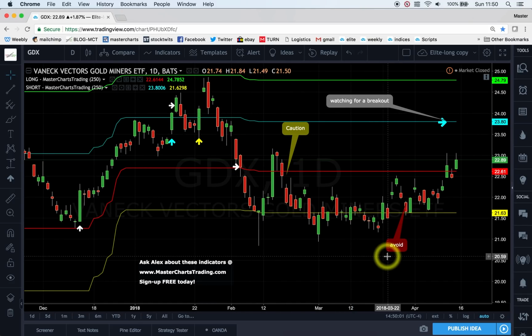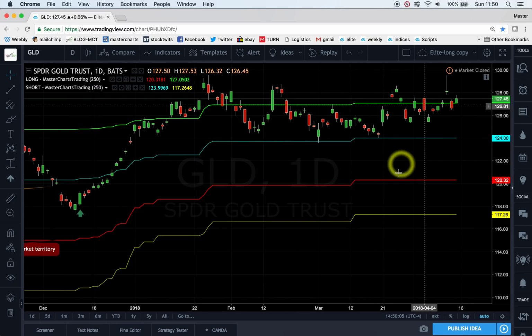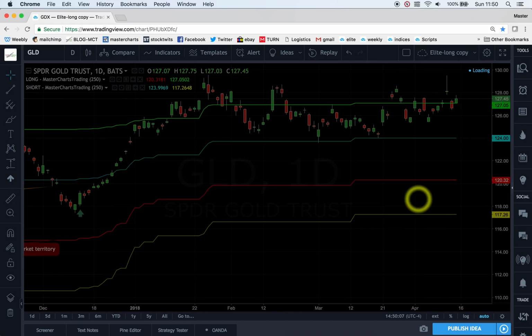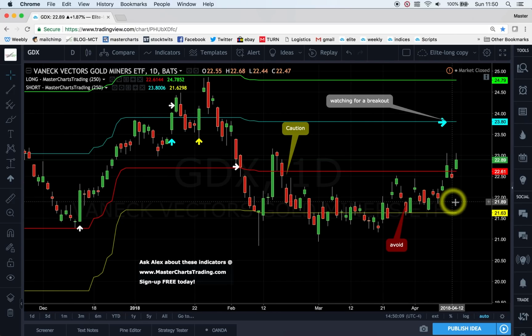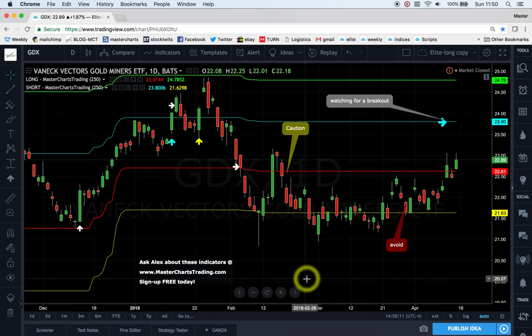You can see they're pushing lower. GLD is the opposite, is pushing higher. So which one is correct? It's difficult to say. So if it's difficult to say, I avoid, basically.